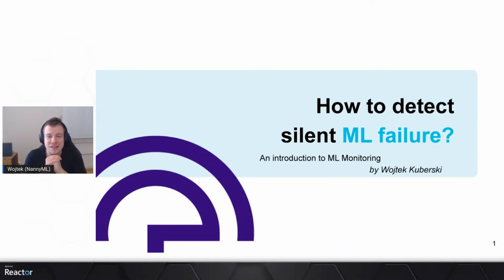All right. So welcome, everyone. And today we're going to talk about detecting silent machine learning model failure. So basically, what can happen with your models when they are deployed to production? How can we detect any issues? And then how can we troubleshoot them and resolve them? So it can serve as kind of an introduction to machine learning monitoring.